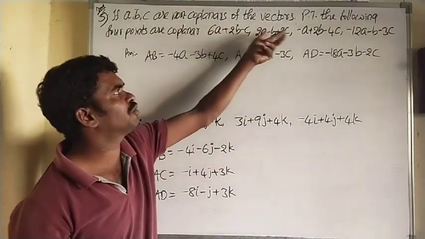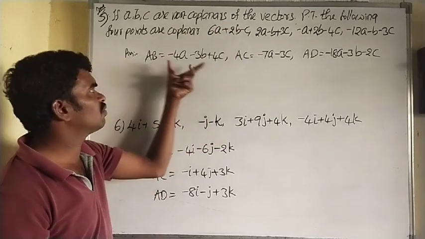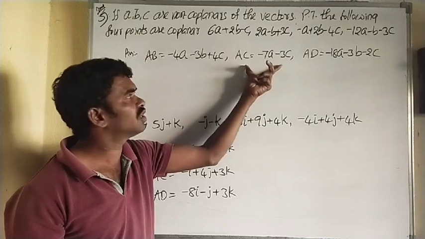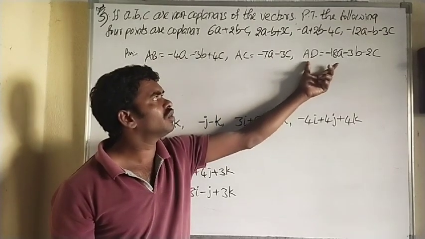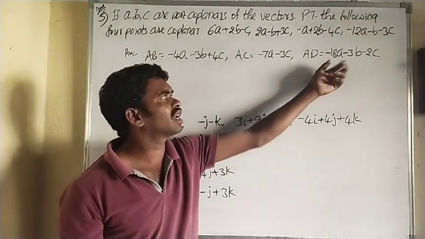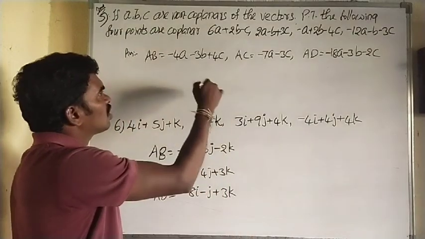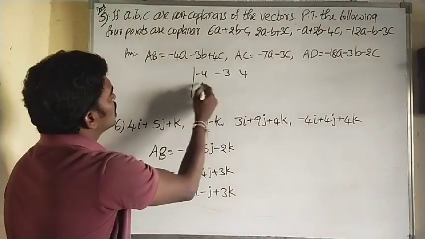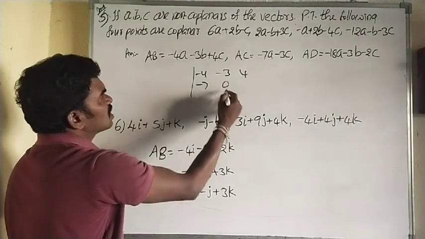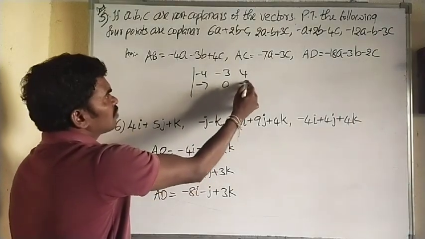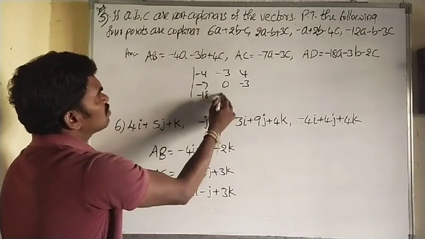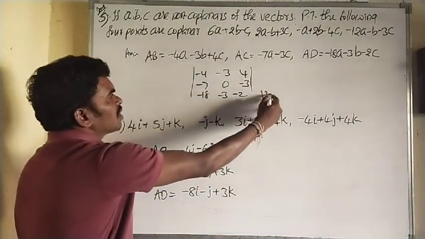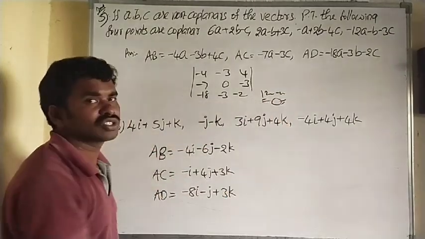This, take OA, OB, OC, OD. Find out AB, you will get this as answer. AC, OC minus OA, do it, you will get AC. Do AD like OD minus OA, we can get that one. After that, finding box AB, AC, AD. So you will get minus 4, minus 3 plus 4. Here minus 7, b coefficient is not there. That's why take 0 instead of b's place. Minus 3. Next minus 18, minus 3, minus 2. Simplify this, you will get 120 minus 120 means 0 you will get. So we can write coplanar.